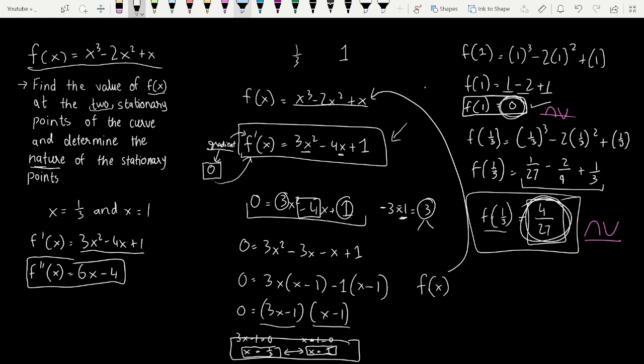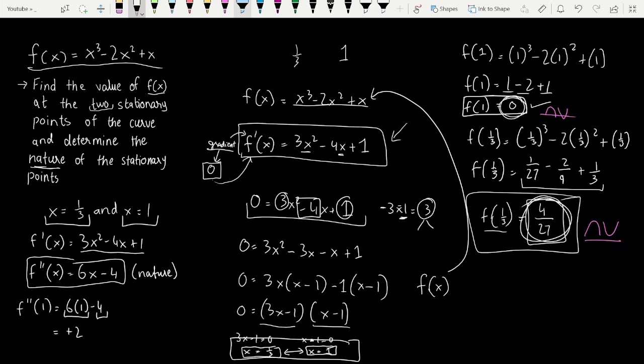Now what does this equation do? This equation tells us the nature of the stationary points. We have two stationary points. One is at x equals 1/3. The other is at x equals 1. Let's put those in here and check out the nature of our stationary points. We are going to have this first point, which is 1. This is going to be 6 multiplied by 1 minus 4. So 6 minus 4 is going to give you positive 2.